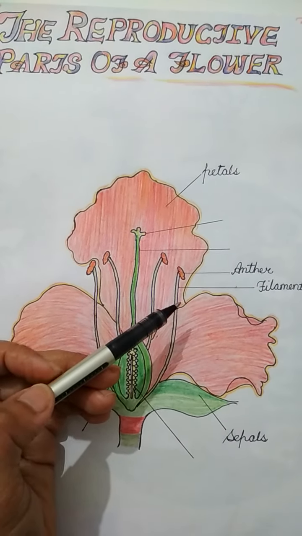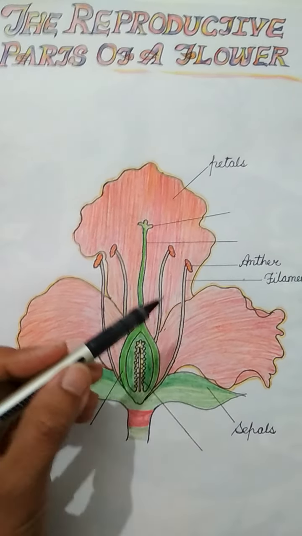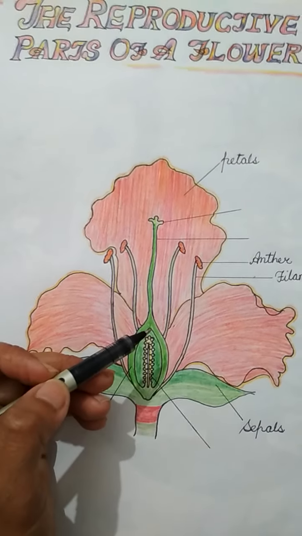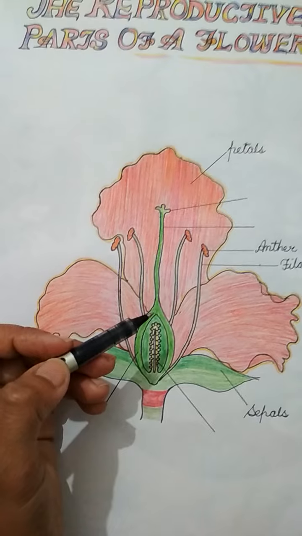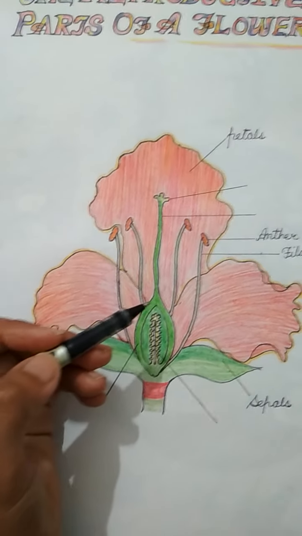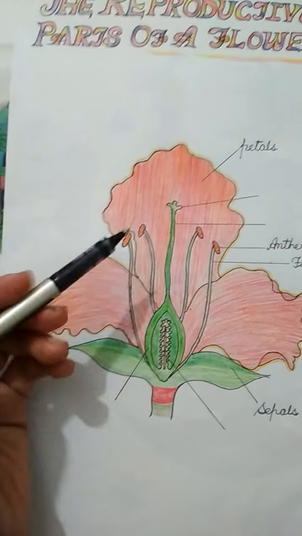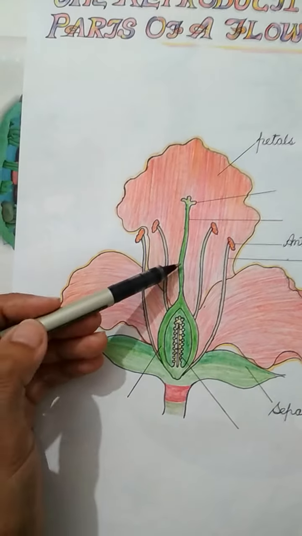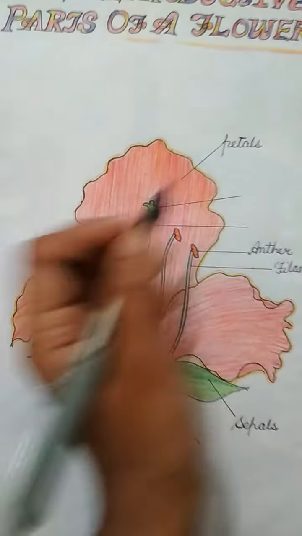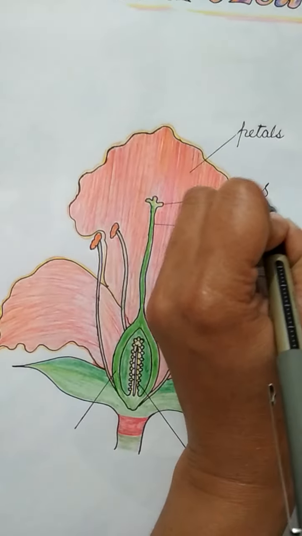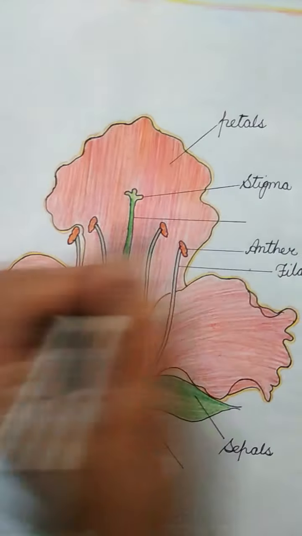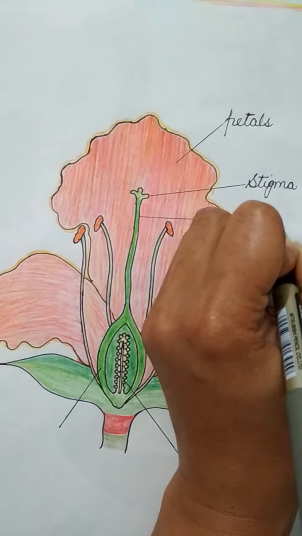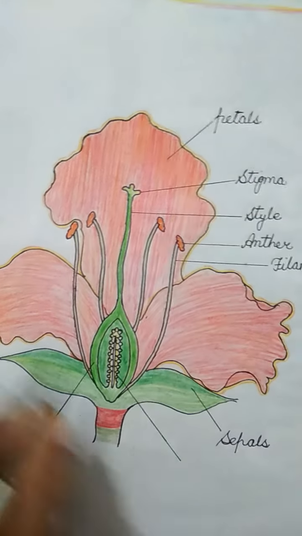The male part is also known as androecium, and the female part is known as pistil. Pistil is the female part. It is also known as gynoecium or carpel. It is divided into three parts: stigma, style, and ovary.